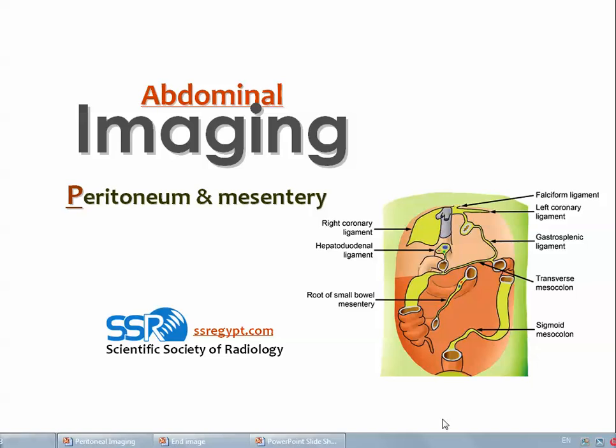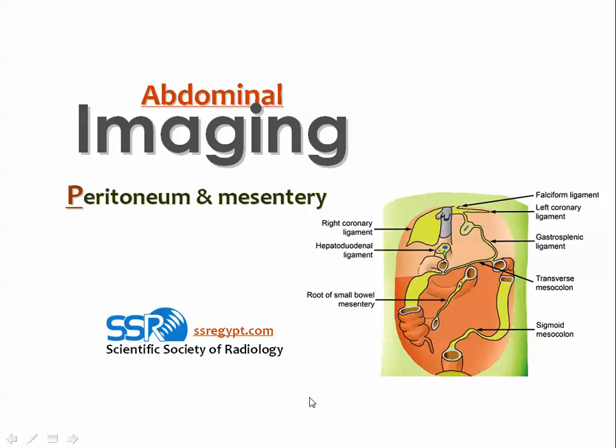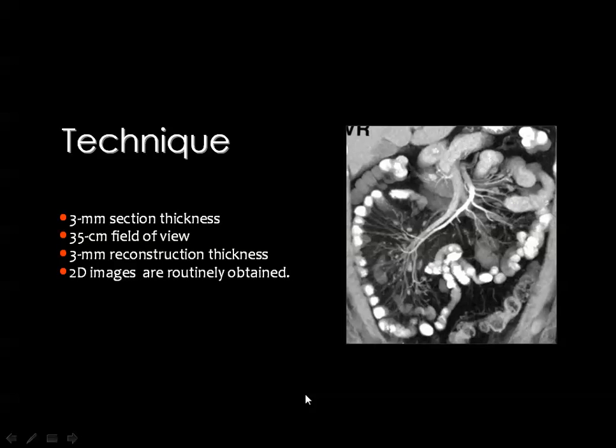Dear colleagues, we are now discussing the issue of peritoneal and mesenteric imaging, which is considered the last topic in the series of abdominal imaging. And I will divide this talk into two parts because it is relatively long. In the first part, I will discuss the issue of peritoneal imaging, and in the second part, I will discuss the mesenteric anatomy and pathology.